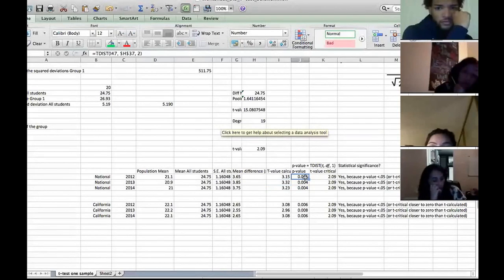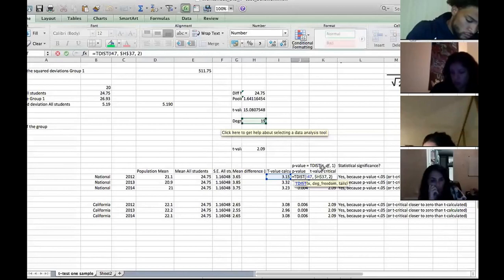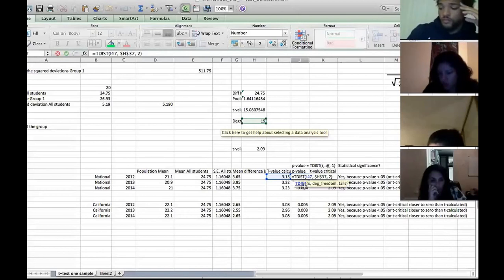Okay. The p-value: remember how there are these distribution curves. The p-value you can get in Excel with the function TDIST, and then you enter the t-value that you calculated, the degrees of freedom, and whether it's a one or two-tailed significance test. And if you have questions about the Excel commands, you can click on here and a help window will pop up.